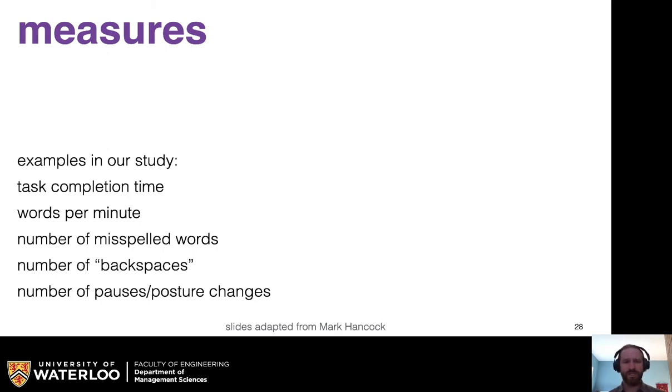Some of the examples in our study might include task completion time, words per minute, number of misspelled words, number of backspaces, and the number of pauses or posture changes. And you might need to combine these. You might look at error and task time because those are often inversely related. People might take more time to create fewer errors. So you also, in your task, want to say as quickly as possible or with as few errors as possible, or the combination, as quickly with as few errors as possible.